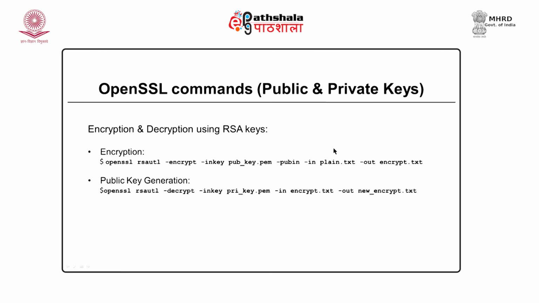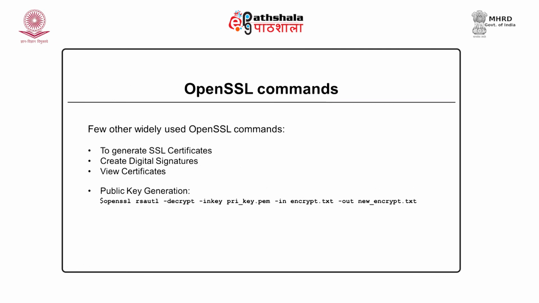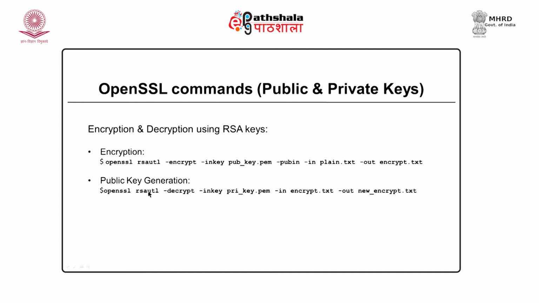Now, we do encryption. To encrypt, we use the public key that was generated. The encrypt command is specified with openssl, and this option will encrypt my plain.txt file using the public key. The output will be stored in encrypt.txt. To decrypt, it will use the decrypt keyword. You use the private key for decryption, and the output will be stored in the new encrypt.txt file. So, this is how we do encryption and decryption.